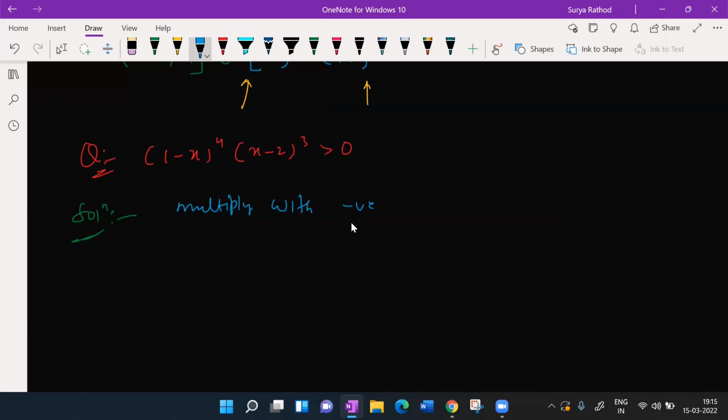Multiply with negative. Look at this here. If you multiply with negative, what happens? (x minus 1) to the power of 4 and (x minus 2) to the power of 3. Is it greater than 0 or less than 0? Tell me now.